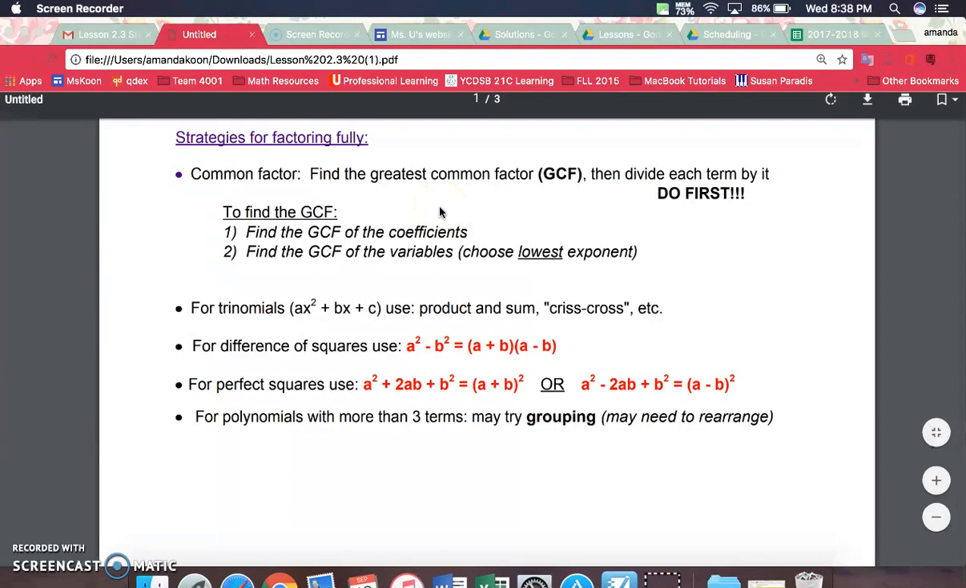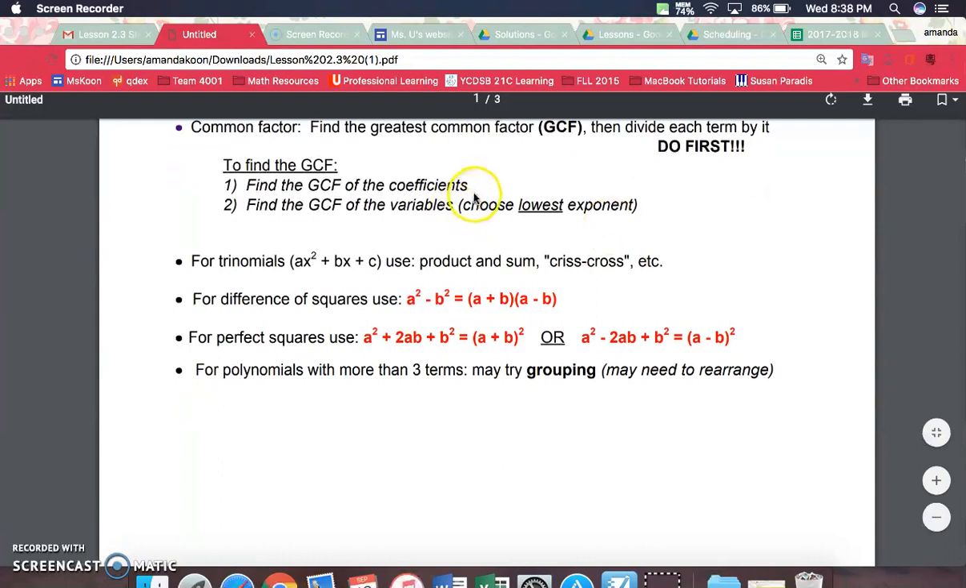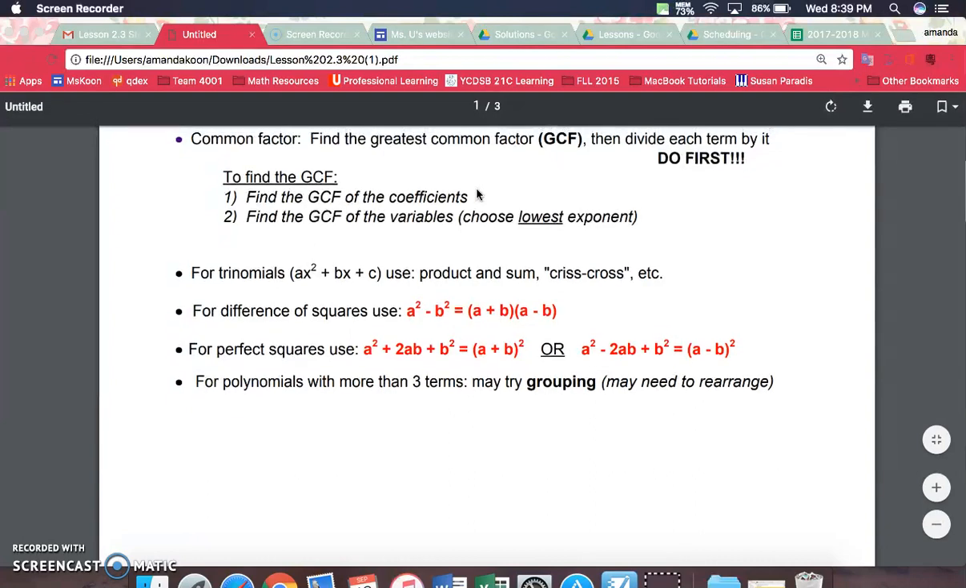You should at all times check and look for common factors before you move on to other methods. To identify the greatest common factor in a polynomial, you can follow these rules. First, you will consider the greatest common factor, or GCF, of the coefficients. What number can divide all the terms in the polynomial?